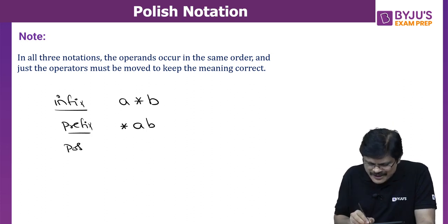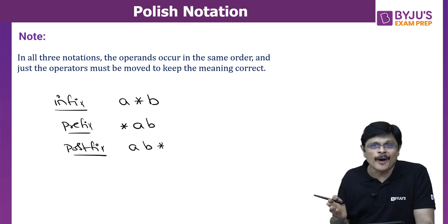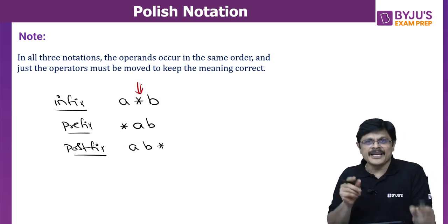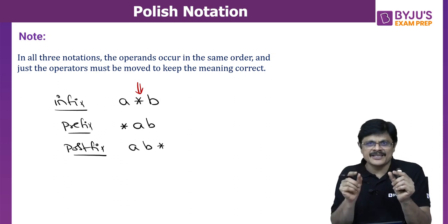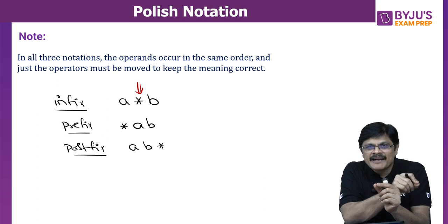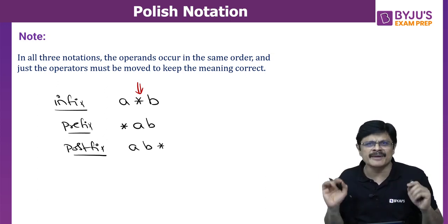Whereas in postfix notation, AB are in the same order, but operator comes after the operands. So here you see, only this fellow position is changed. AB relative order is always same. AB, A first, B next. Only star, in the infix it comes in the middle, in prefix it comes in the left, in postfix it comes after that. That is the only difference, my dear friends.